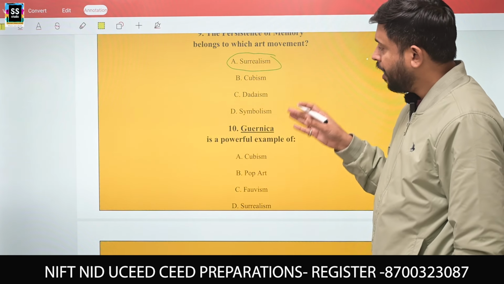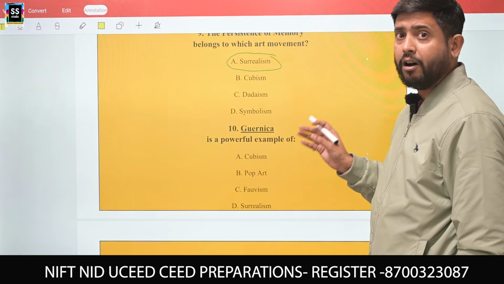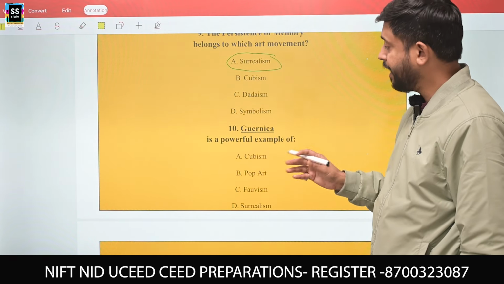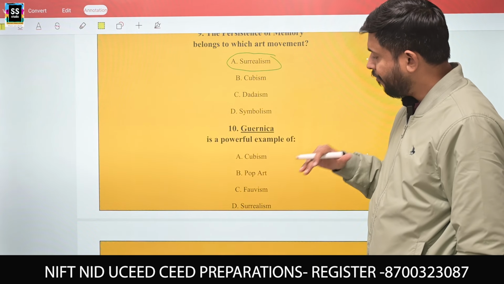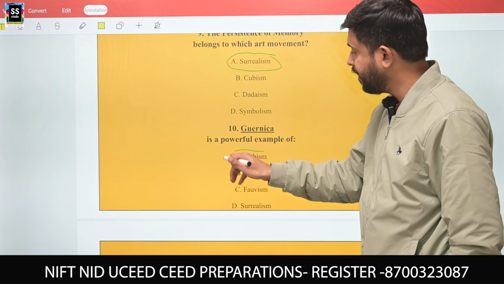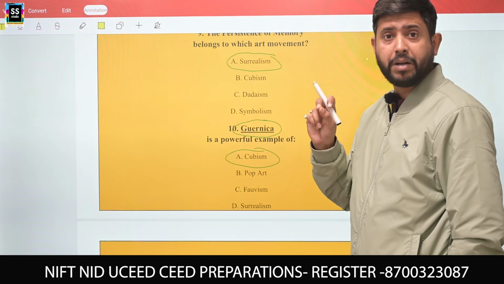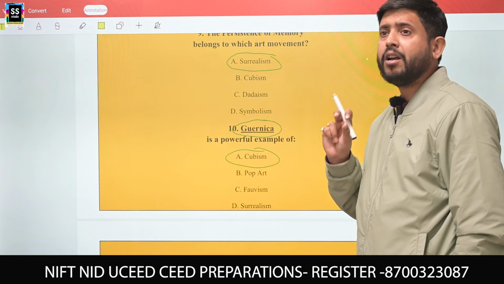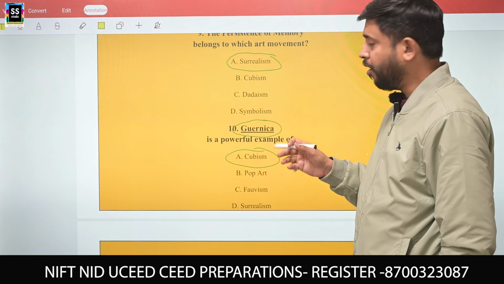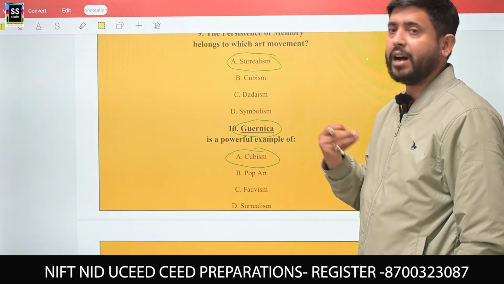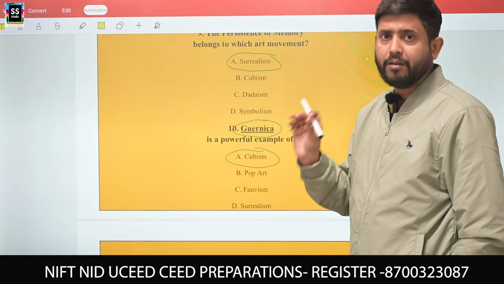Moving forward, the next one: Guernica is a powerful example of which art movement or art category? Cubism, pop art, Fauvism, or surrealism? The correct answer is cubism, because this particular artwork was done by Pablo Picasso, and Pablo Picasso is one of the artists who initiated the Cubism art movement.